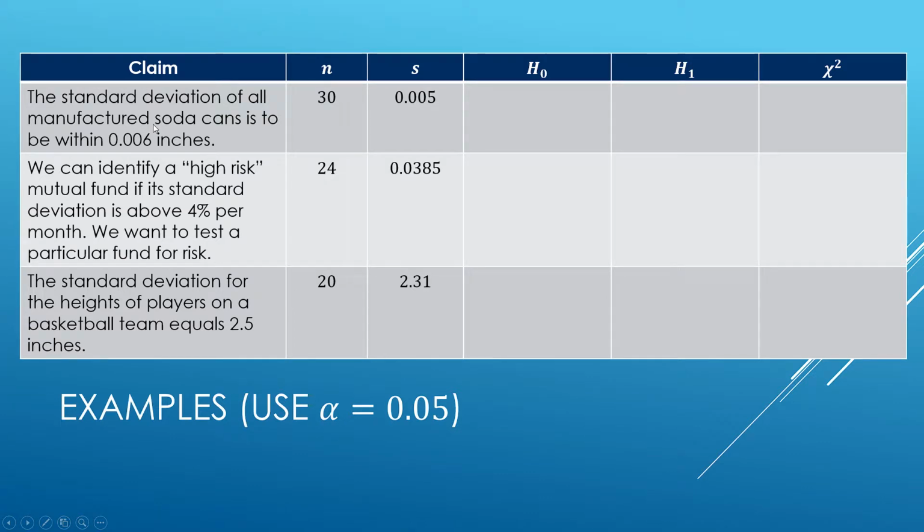Our three claims read as thus. The standard deviation of all soda cans, I actually didn't put enough words in this sentence, the diameter of, or the thickness of the cans should be 0.06 inches. I got 30 cans. They had a standard deviation of 0.005. Next up, we have high risk if the standard deviation exceeds 4%. We want to test to see if a particular fund is at risk. So I looked for 24 months on the same fund, and their growth rate was, or the standard deviation was this thing right here. Finally, we've got 20 players, and we want to see if their standard deviation of height is equal to 2.5.